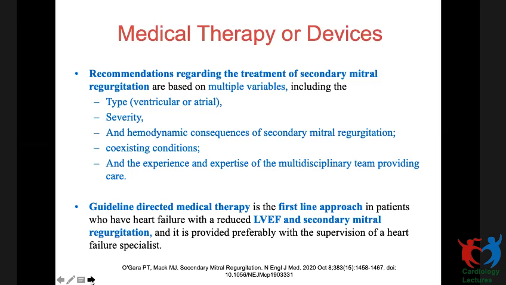First is medical therapy. The recommendations regarding the treatment of secondary mitral regurgitation are based on multiple variables, including the type of secondary mitral regurgitation, severity, hemodynamic consequences, coexisting conditions, and the experience and expertise of the multidisciplinary team providing care. Guideline-directed medical therapy is the first-line approach in patients who have heart failure with reduced left ventricular ejection fraction and secondary mitral regurgitation, preferably with the supervision of a heart failure specialist.